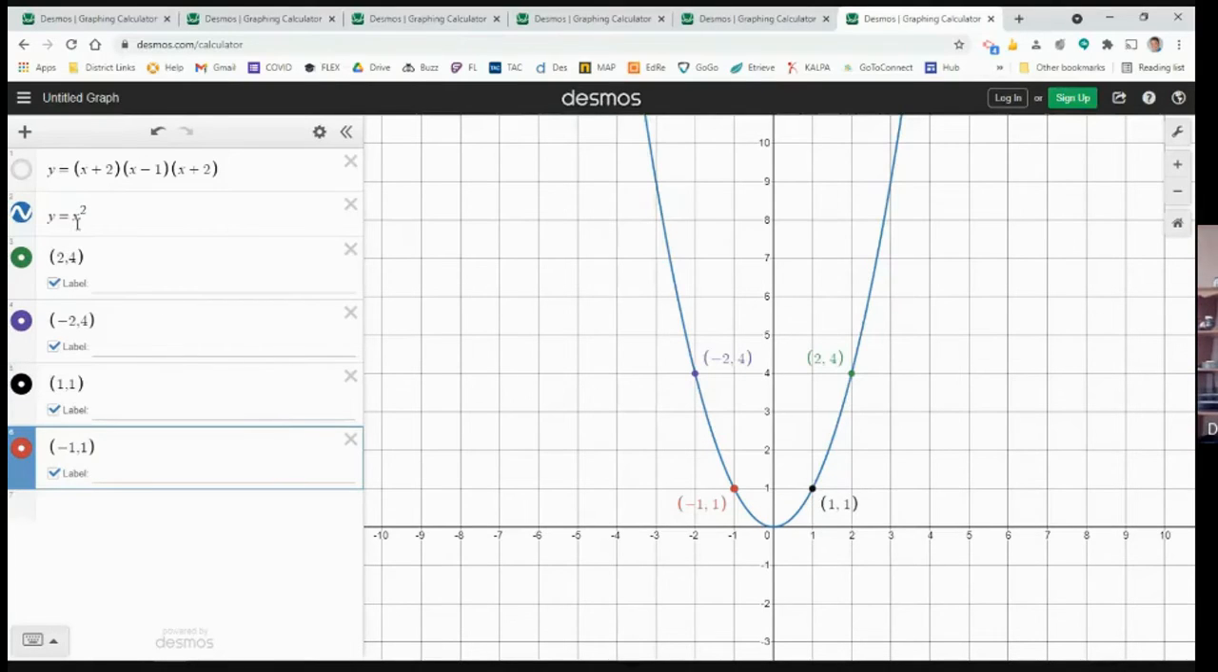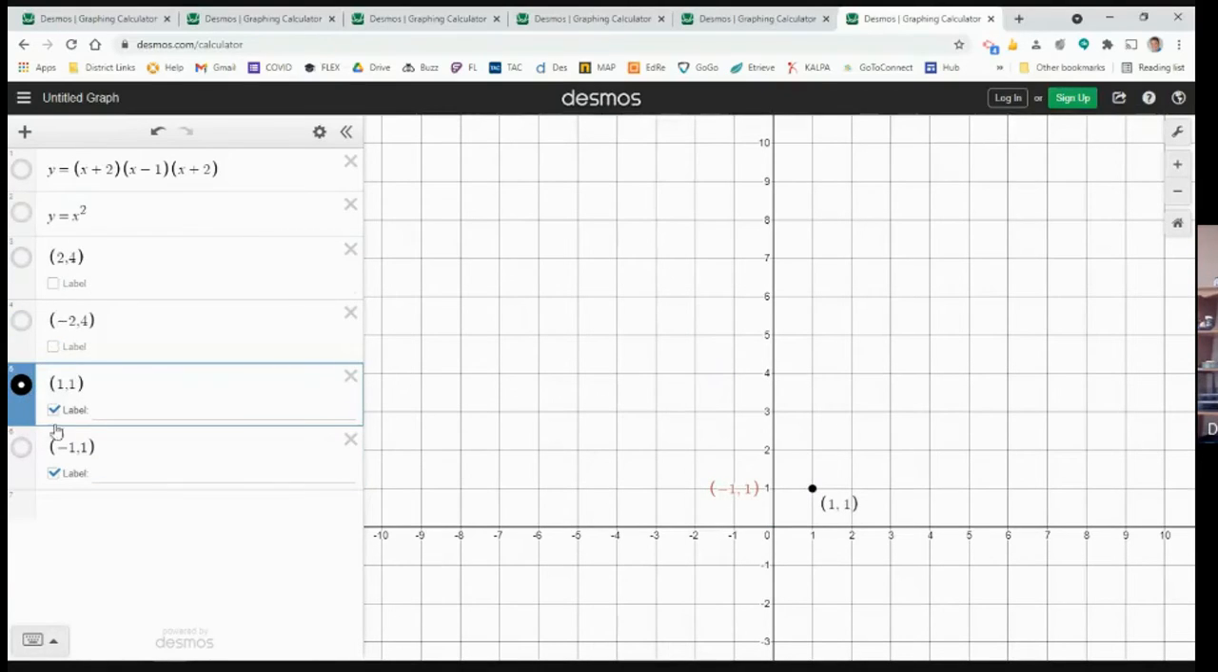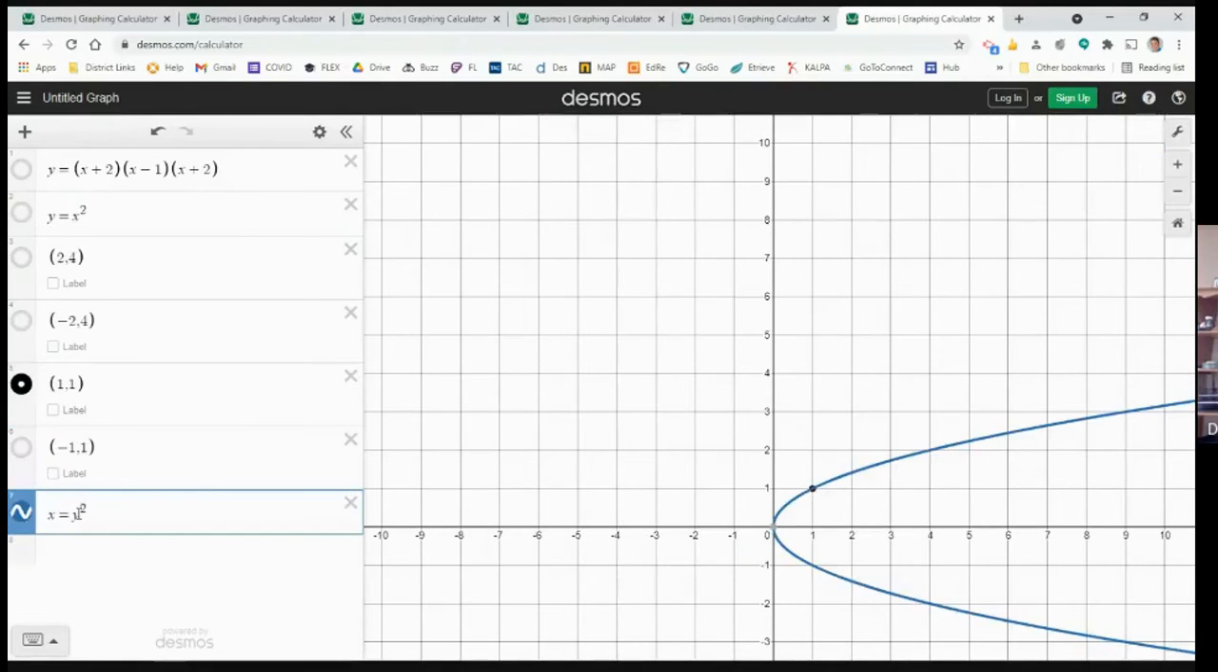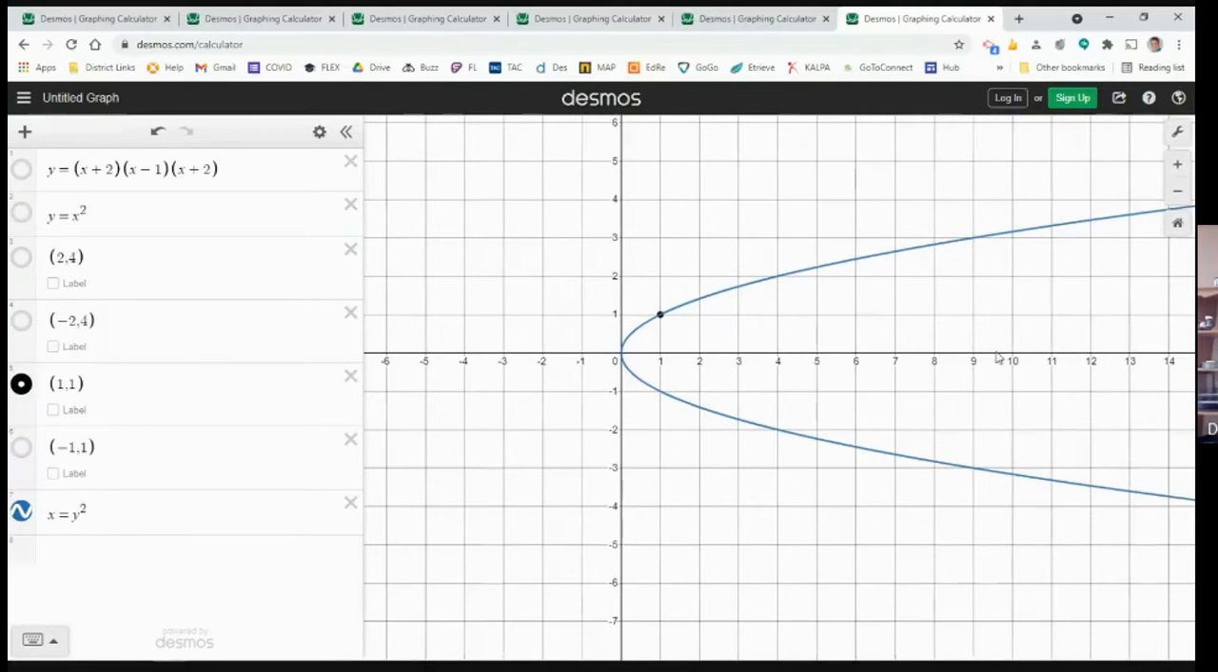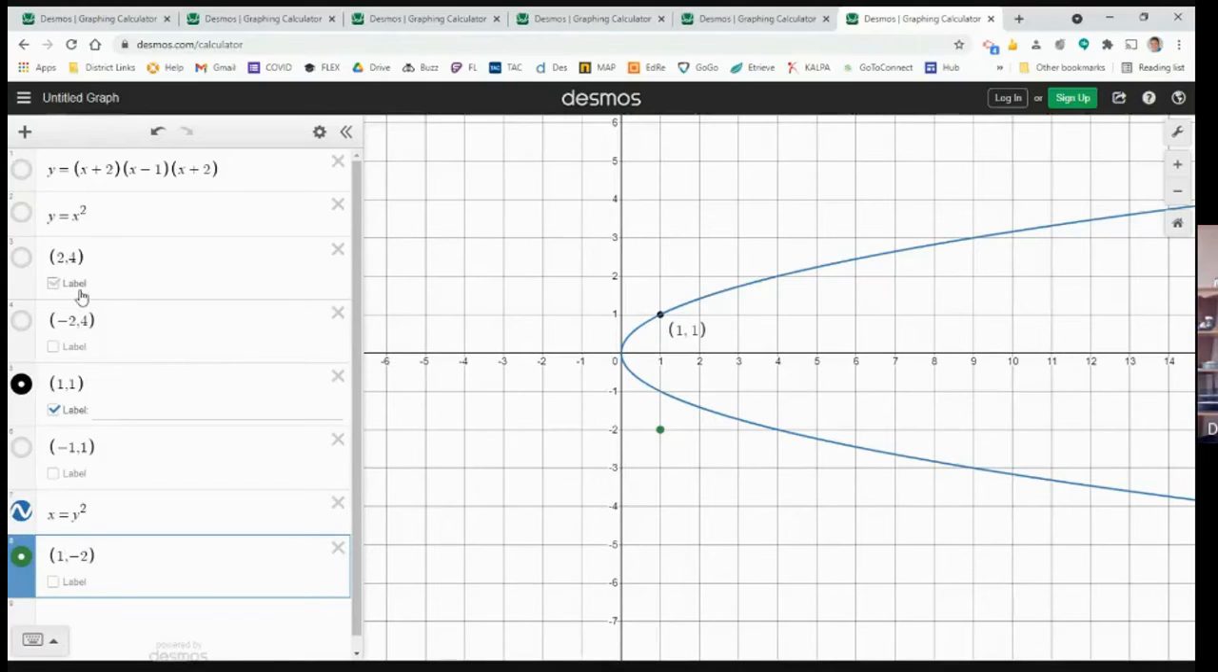We can also have symmetry with respect to the x-axis. Let's take off these labels. Because if we had x equals y squared, this is the same situation, but now this has symmetry with respect to the x-axis. And we have the point 1, 1 on there. So with respect to the x-axis, you should also have the point 1 comma negative 1. So we'll label that. It should have an opposite y. Same point with an opposite y if it has symmetry with respect to the x-axis.